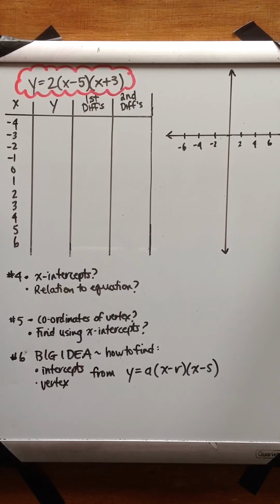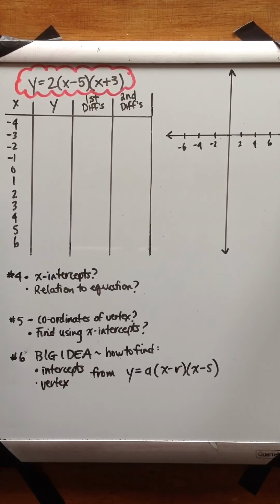In this video, we're going to look at another way that quadratic equations can be written, and we're going to look at some of the key features of this form. To begin, we're going to do some analysis of the equation that's given to you inside of the red cloud. And the equation is y equals 2 times the quantity x minus 5 times the quantity x plus 3.